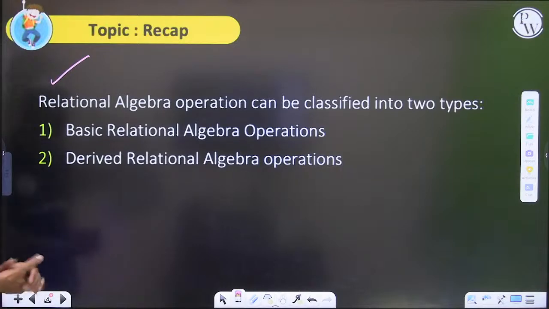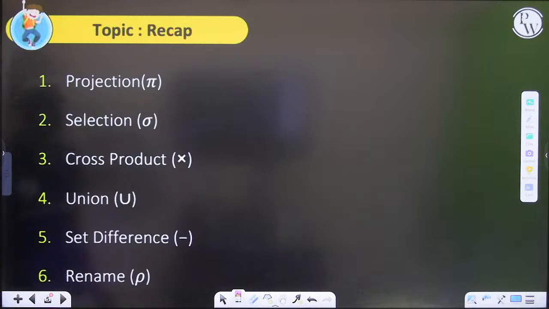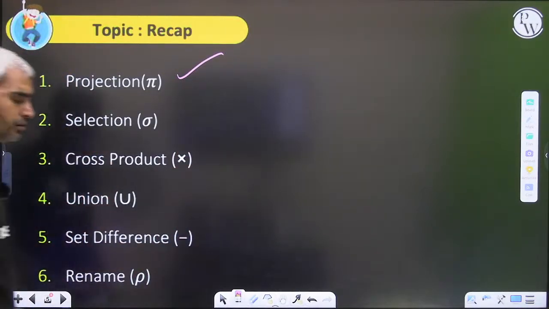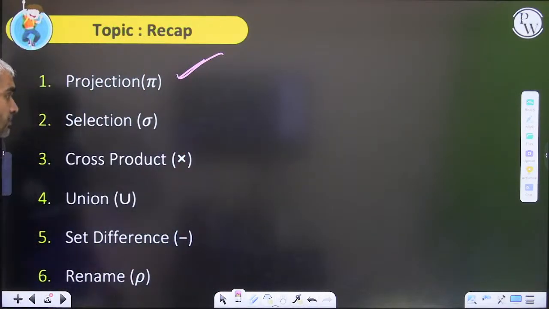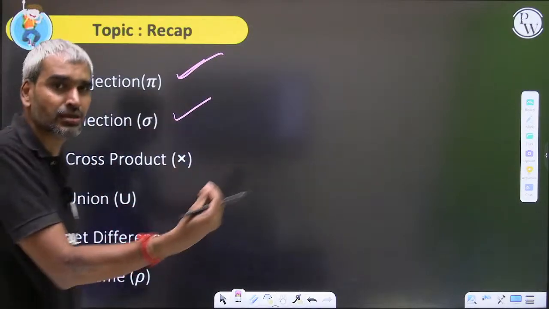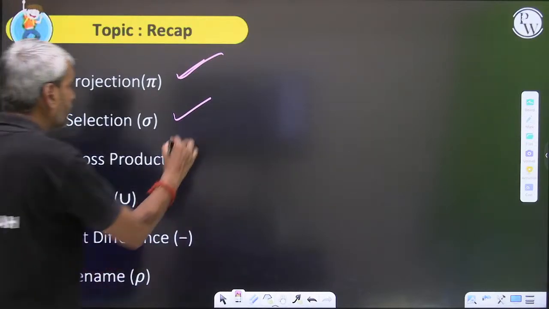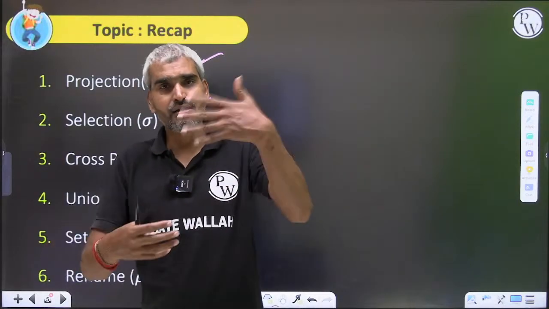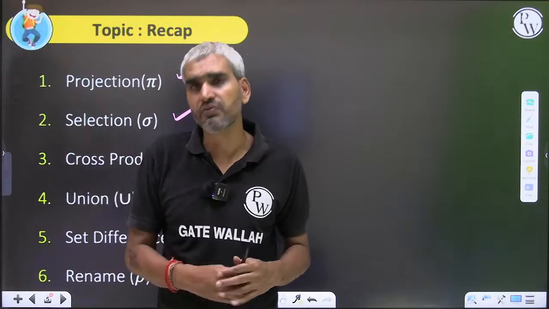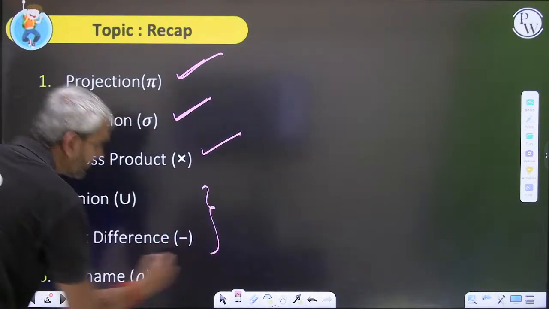We have already introduced that there are two types of relational algebra operations: basic and derived. In yesterday's class, we understood projection: if you are looking for the data from specific columns of the relation, you use the projection operation. If you want to select specific tuples satisfying certain conditions from the relation, you use the selection operation. Whenever you want to join the tuples of one relation with the tuples of another relation, you use a cross product. Then union and set difference are the set operations.